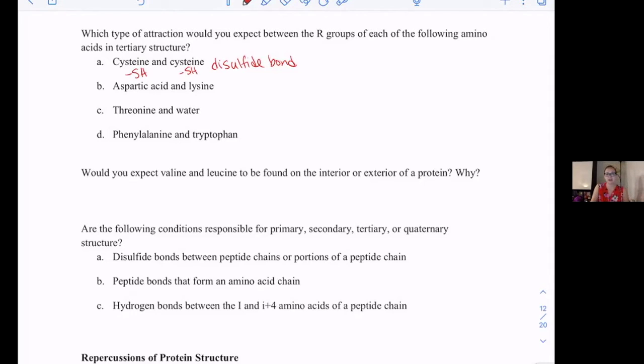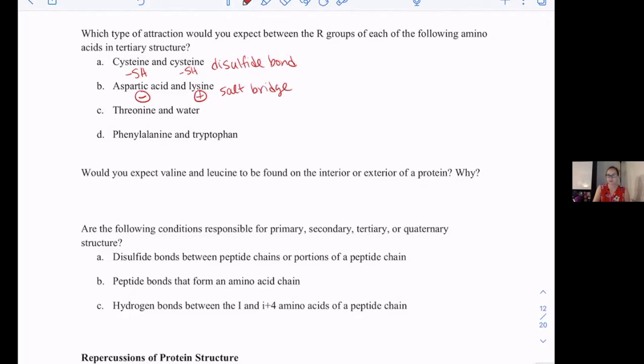Aspartic acid and lysine are two amino acids that were given. If we look back at our chart, we'll see that aspartic acid is going to be a negatively charged amino acid. It's one of our charged amino acids and it is negative. Lysine is one of our charged amino acids that is positive. So between these two, I'd expect to have a salt bridge because we have two charged amino acids.